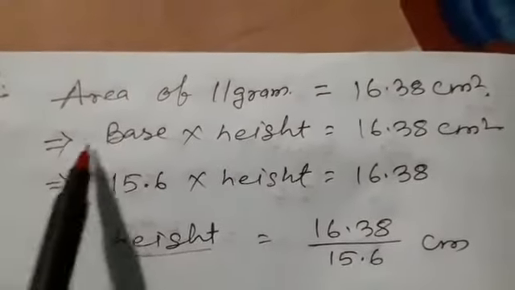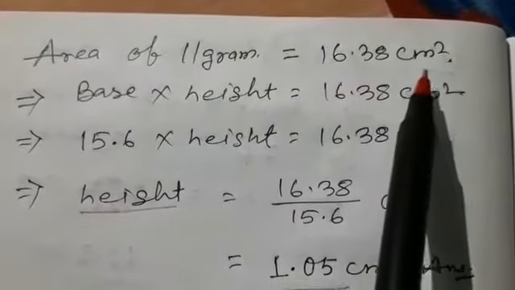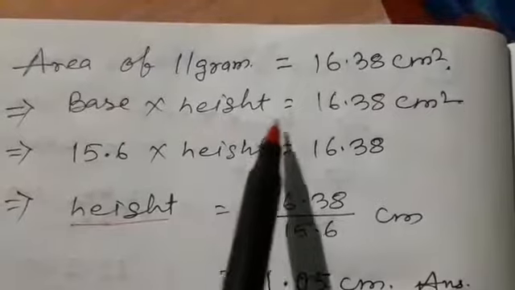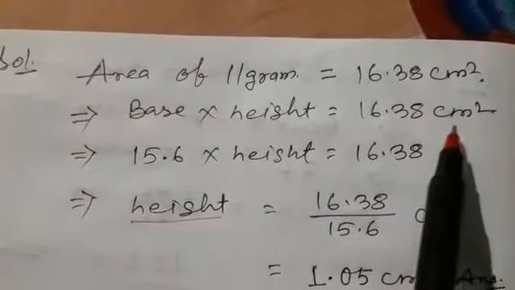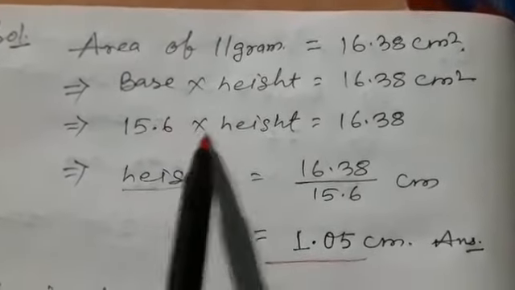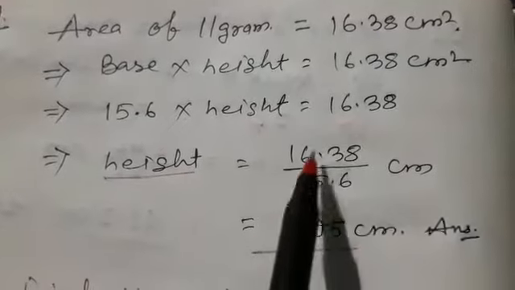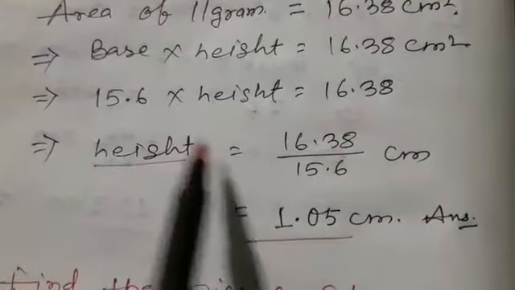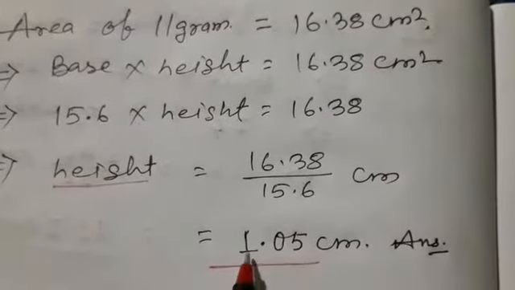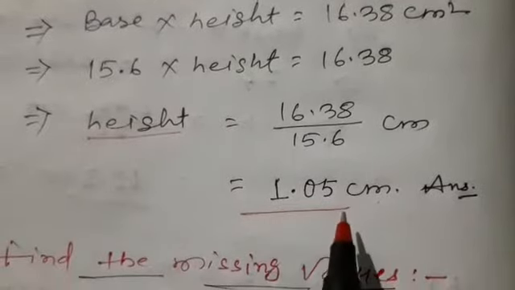Now area of parallelogram is equal to 16.38 centimeter square. Put the formula, base into height is equal to 16.38 centimeter square. Value of base is 15.6, multiplied by height is equal to 16.38. Now height is equal to 16.38 by 15.6 centimeter. After solving it, we find 1.05 centimeter is the height of given parallelogram.